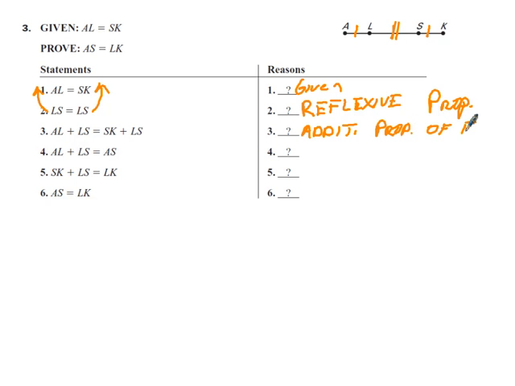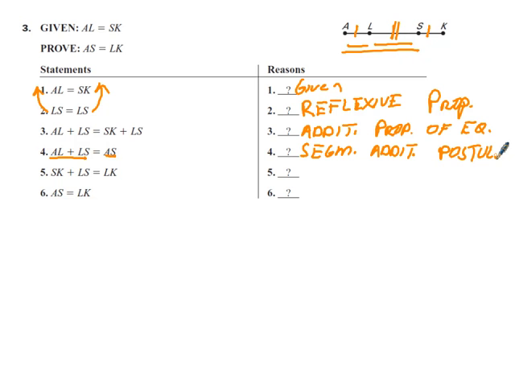And yes, you can go ahead and say it out loud if you want. What's the next step? AL plus LS equals AS. So AL plus LS equals AS. Segment addition postulate.